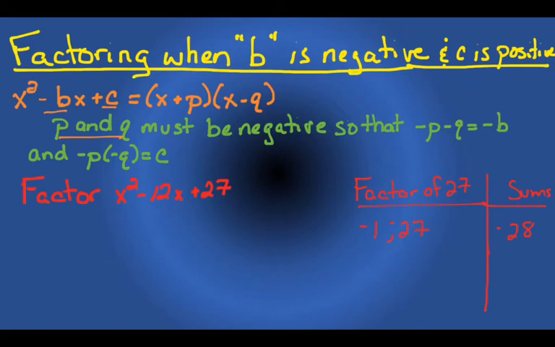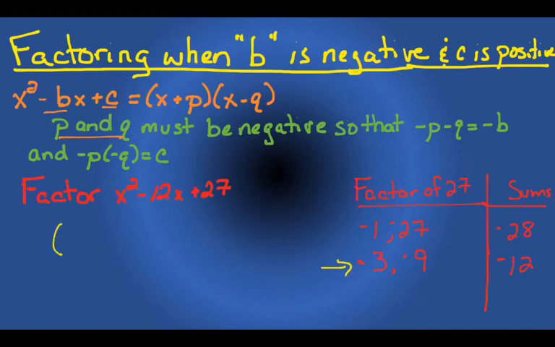Our next factors are 3 and 9. And so we know negative 3 and negative 9 will multiply to give us positive 27, and add together to give us negative 12. So again, we have found our factor terms that fit the criteria.